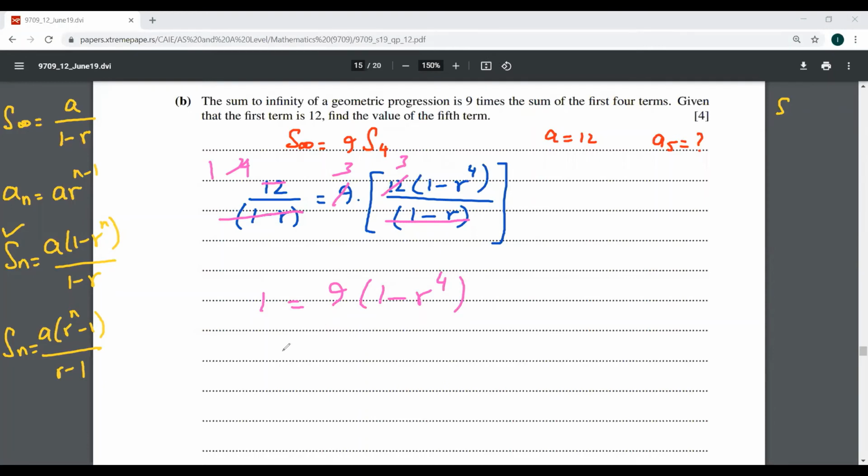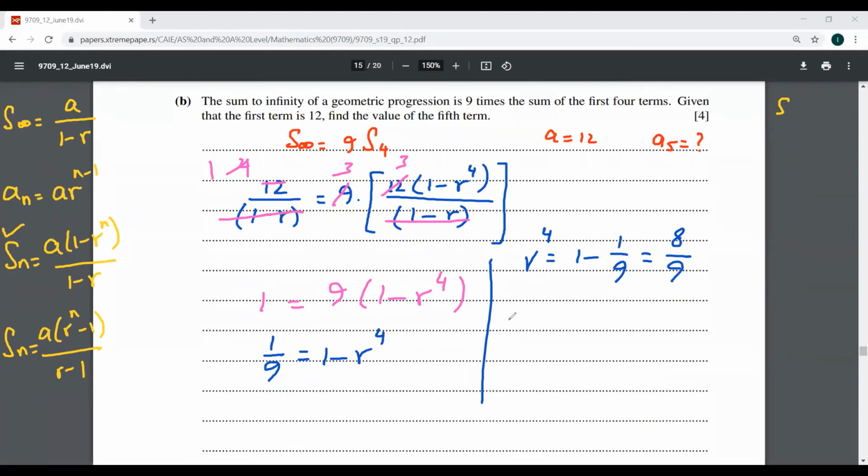So then this is going to be 1 over 9 equals 1 minus r raised to power 4. So your r raised to power 4 is 1 minus 1 over 9. That is going to be 8 over 9. So I'll just keep it up to this.